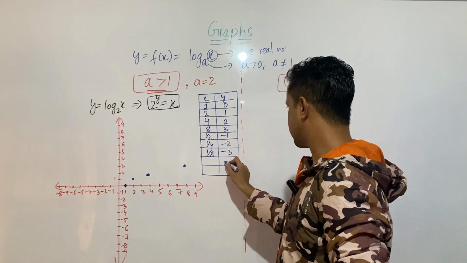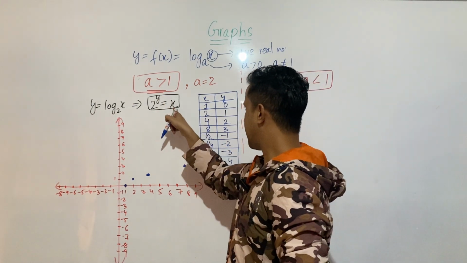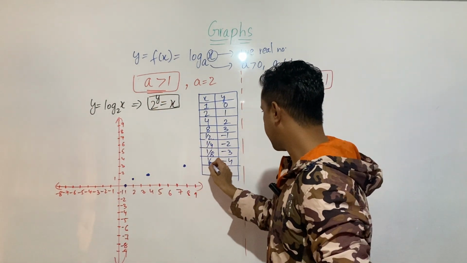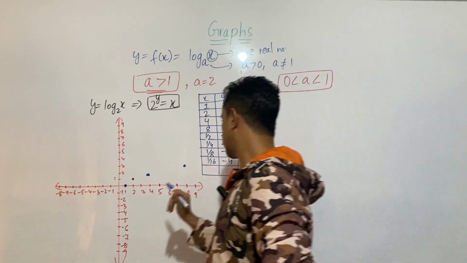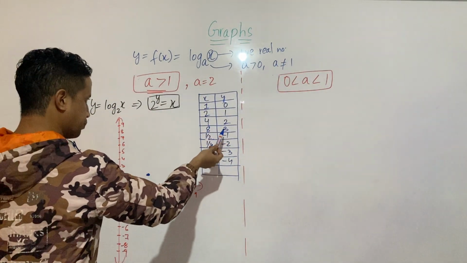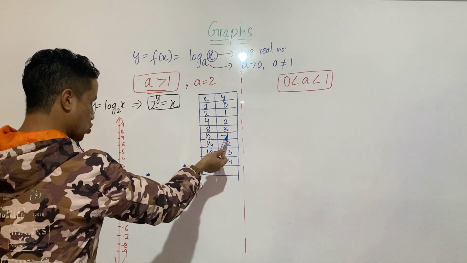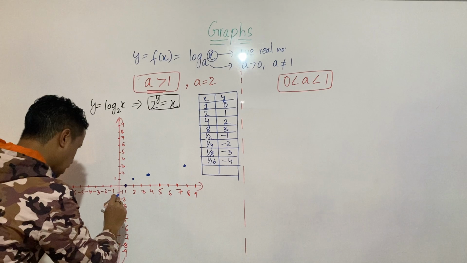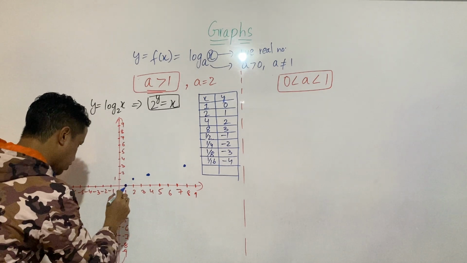If y is going to be minus 4, then x is going to be 1 by 2 raised to power 4, which is 1 by 16. Okay, so let's see. So here y is minus 1, x is 1 by 2. X 1 by 2 means 0.5.